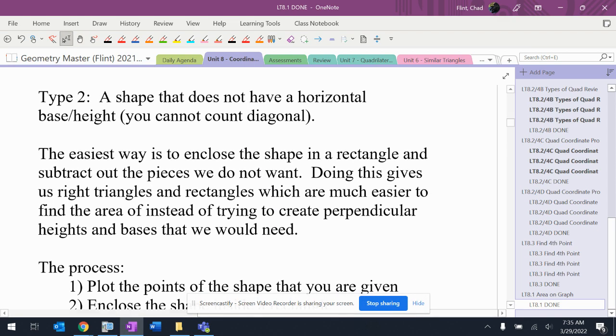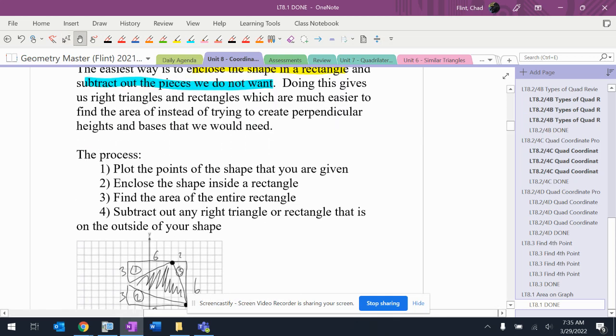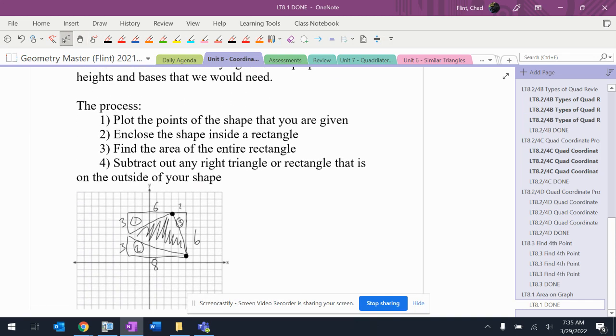The other thing that happens is when the shape's not sitting perfectly horizontally and vertically, it's tilted, which is going to be most of the shapes. The easiest thing to do is put it in a rectangle and get rid of the pieces you don't want. So enclose it in a rectangle and subtract out the pieces we don't want. What that's going to do is just give us rectangles and triangles to work with that are easy to do, and it's going to make it a pretty simple little process. So I've got a process there that says plot the points, enclose it inside of a rectangle, find the area of the rectangle, and then take out the triangles.